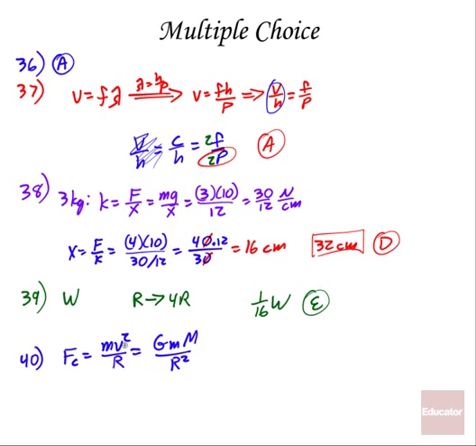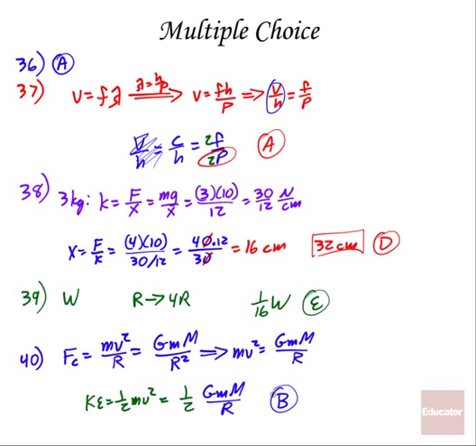So I'm going to solve to get mv squared by itself, multiply both sides by R, and I get that mv squared is going to be equal to G m capital M over capital R. Why did I solve for mv squared? Well, I know kinetic energy is just 1/2 mv squared. So it's going to be 1/2 times, well, mv squared here is just G m capital M over R. So our correct answer there must be choice B.